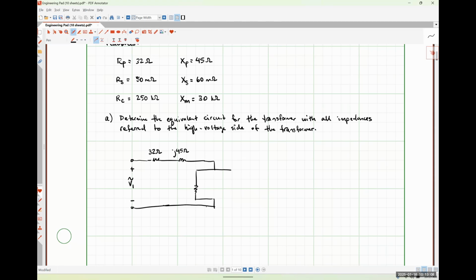Here is our core resistance, 250 kiloohms. Our magnetizing reactance, sorry, that should be drawn as more of a coil. Grand scheme of things, it wouldn't matter too much. This is going to be j30 kiloohms.